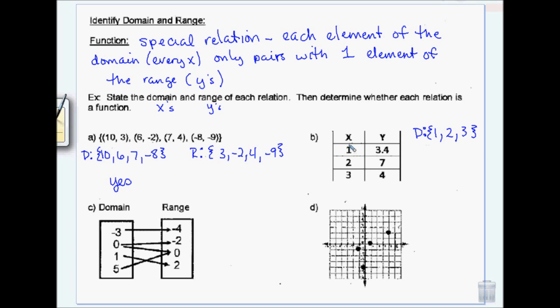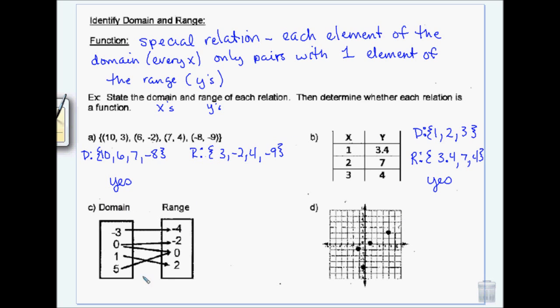Alright. Okay, so the domain are the x's, the range are the y's. Okay. Each x is only going to its own individual y. 1 y. So it's not like 1 is going to 3, 4, and 7. 1 just goes with 3.4, so it is a function.